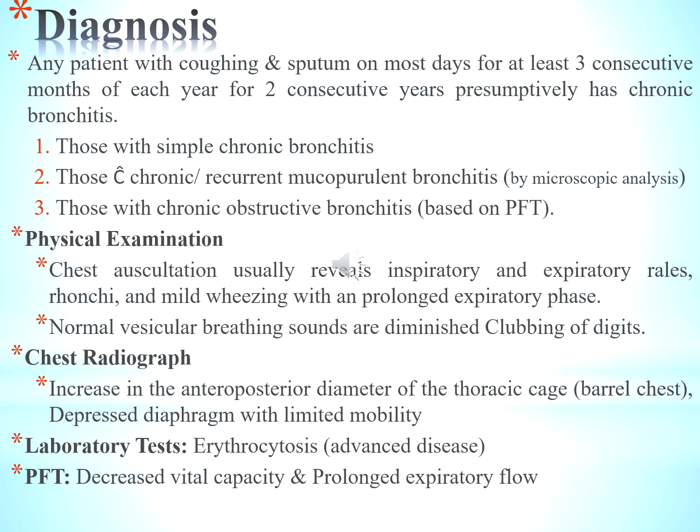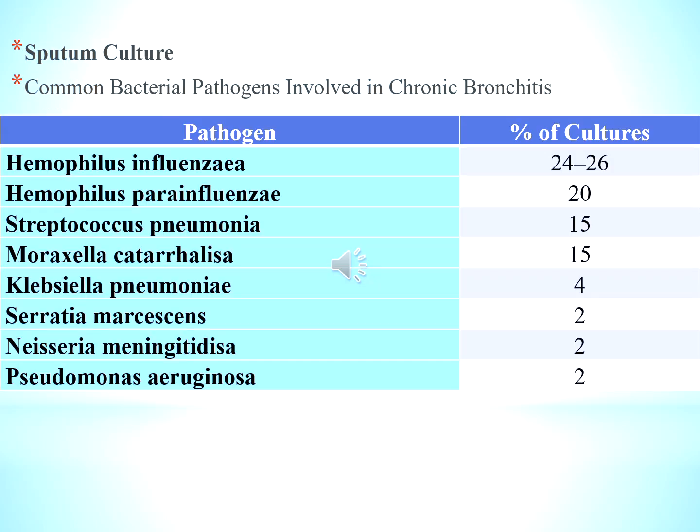Then chest radiograph shows an increase in the anteroposterior diameter of the thoracic cage, then depressed diaphragm with limited mobility. Then laboratory tests show erythrocytosis. It will be seen in the advanced stage of disease. Then PFT, pulmonary function test: decreased vital capacity and prolonged expiratory flow can be seen in patients with chronic bronchitis. For diagnostic purposes, sputum culture should be done. Common bacterial pathogens involved in chronic bronchitis: the majority will be Haemophilus influenzae and a minority will be Pseudomonas aeruginosa.